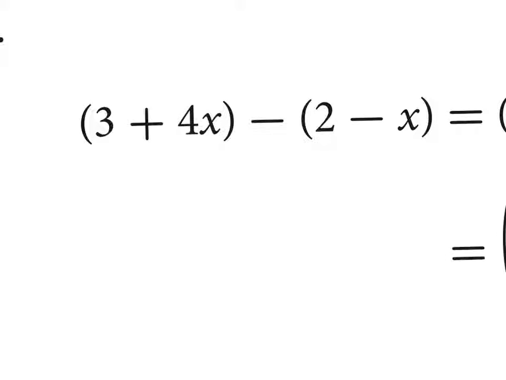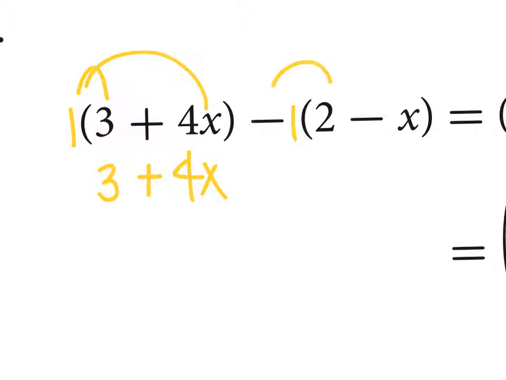And looking at the problem underneath it, 3 plus 4x minus 2 minus x. So again, there's a 1 in front. Anytime I don't have that number in front of my parentheses, it's a 1. If I distribute that, 1 times 3 is 3. 1 times 4x is 4x. Negative 1 times 2 is negative 2, and negative 1 times negative x is positive x.